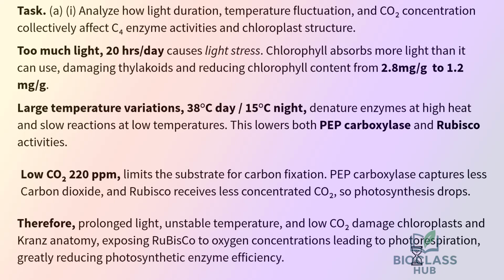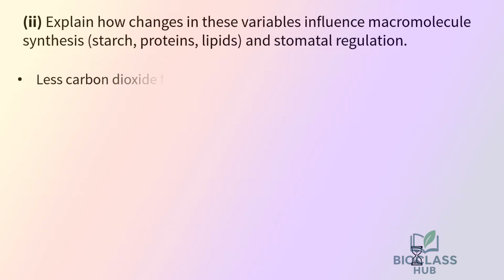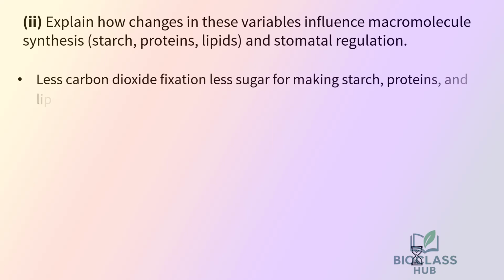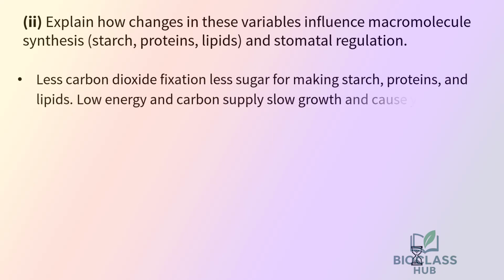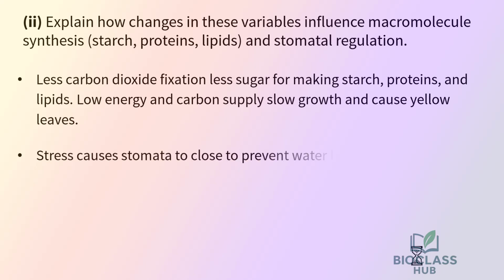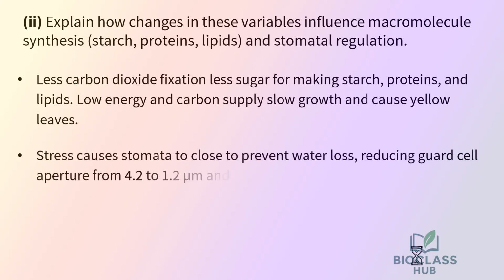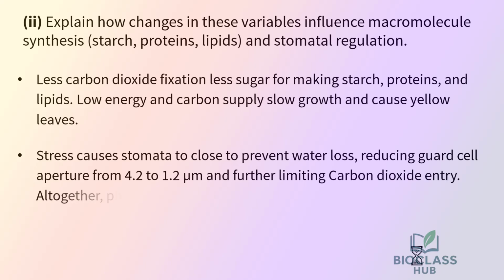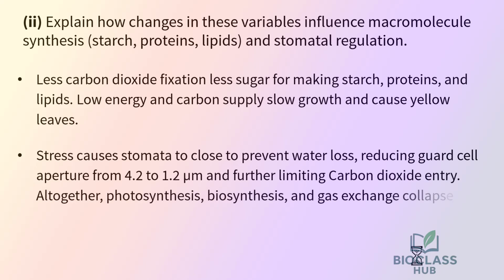reducing photosynthetic enzyme efficiency. Less carbon dioxide fixation means less sugar for making starch, proteins, and lipids. Low energy and carbon supply slow growth and cause yellow leaves. Stress causes stomata to close to prevent water loss, reducing guard cell aperture from 4.2 to 1.2 and further limiting carbon dioxide entry. Altogether, photosynthesis, biosynthesis, and gas exchange collapse, leading to stunted chlorotic plants.